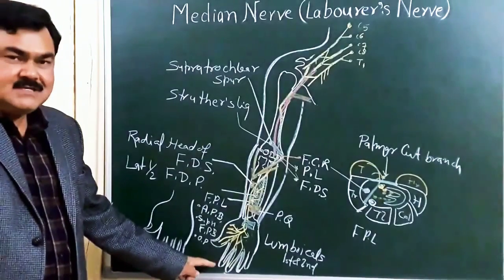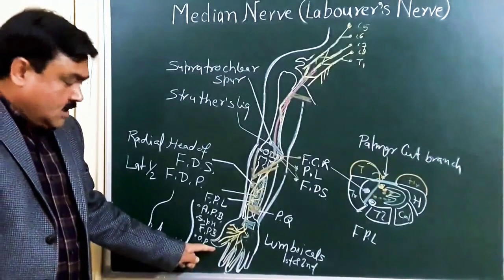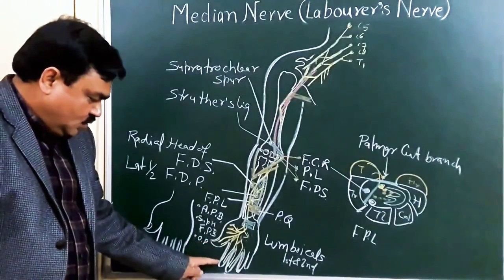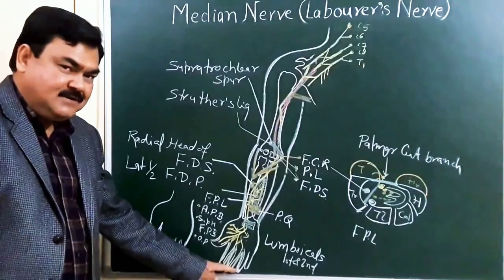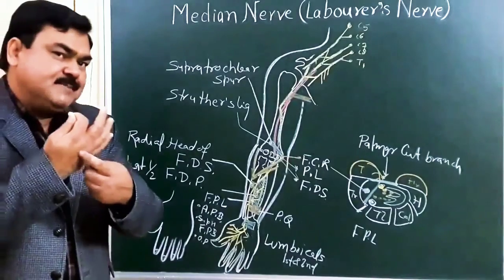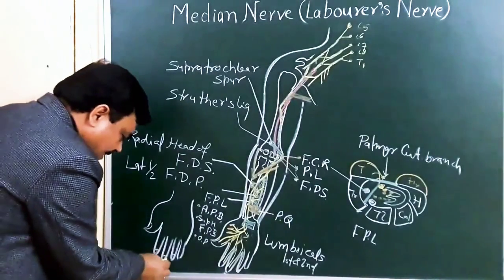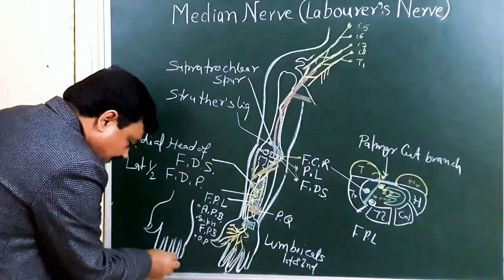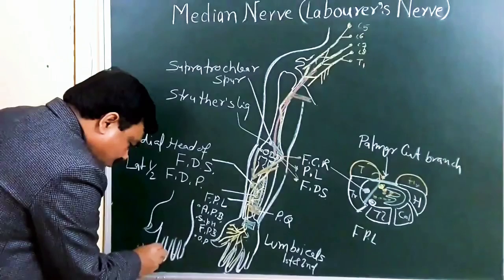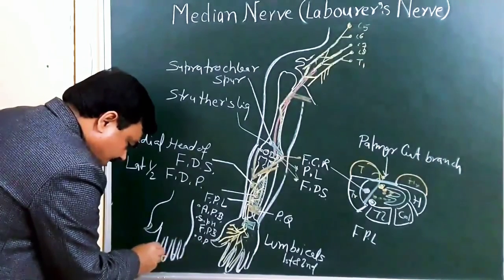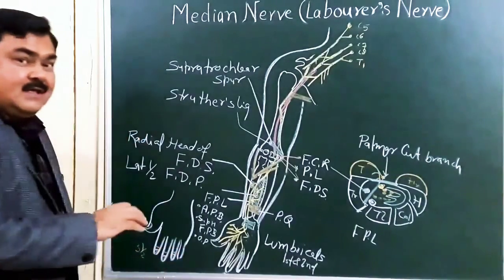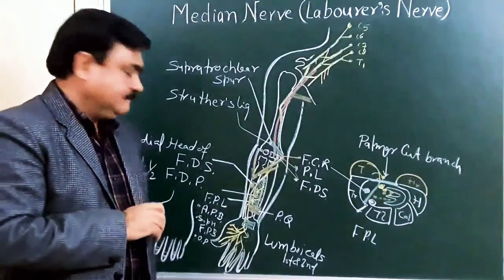These palmar digital branches supply the anterior surface of the lateral 3.5 digits. On the anterior aspect, 1, 2, 3.5 digits. This is a diagram of the dorsal, posterior aspect. Here it supplies the nail bed of the lateral 3.5 digits and also the skin on the dorsal aspect over the distal phalanx of the lateral 3.5 digits.